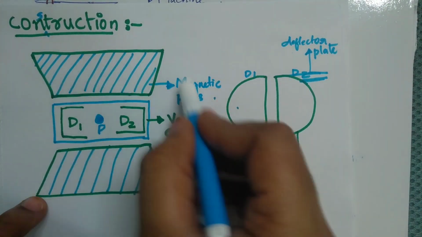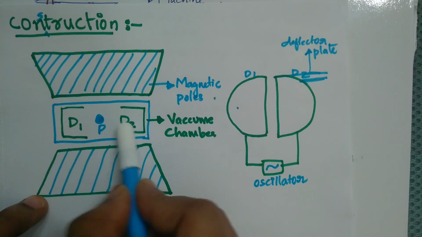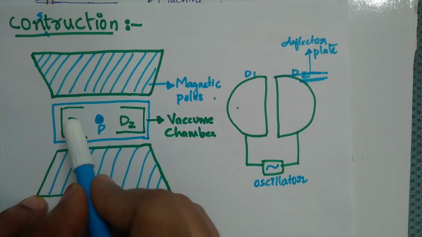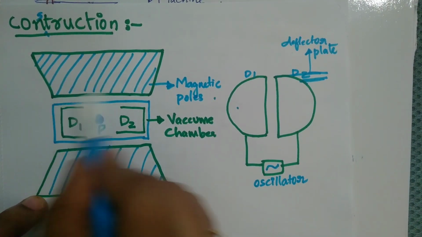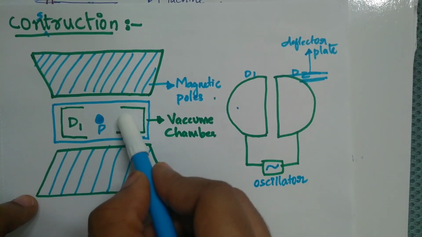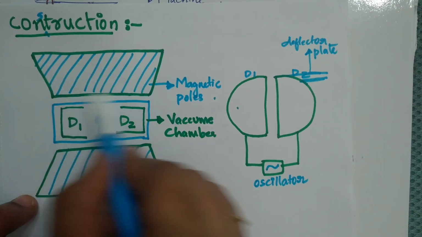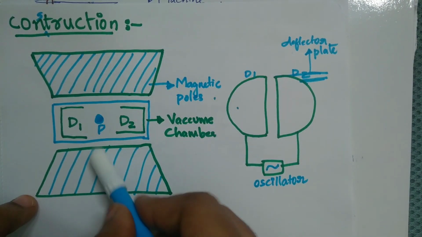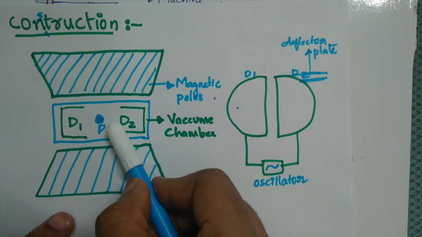Hope you have understood the construction. We have two semicircular D's which are insulated from each other and enclosed in a vacuum chamber, and this whole apparatus is under a strong magnetic field, which is perpendicular to the plane of the D's.